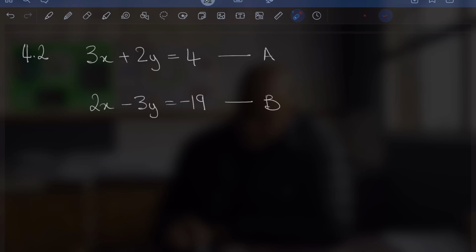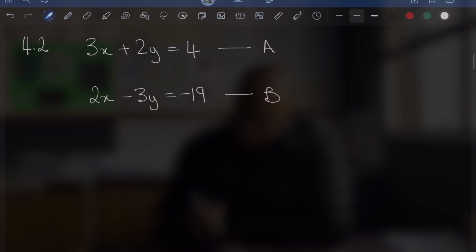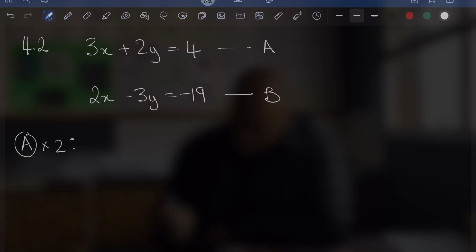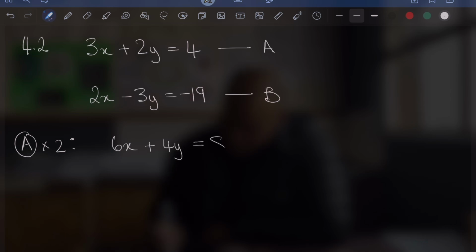So for equation A, I'm going to multiply equation A by 2. So I'll say A multiplied by 2. So that will give me 2 times 3x gives me 6x, plus 2 times 2y gives me 4y, and 2 times 4 gives me 8. So I'll call this equation C now, because that's a new equation.